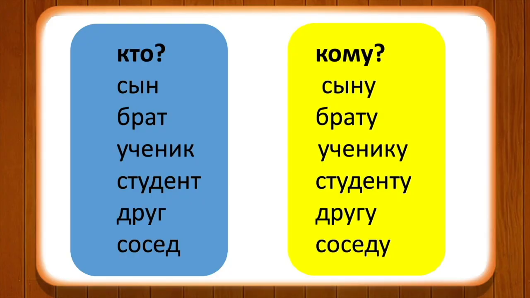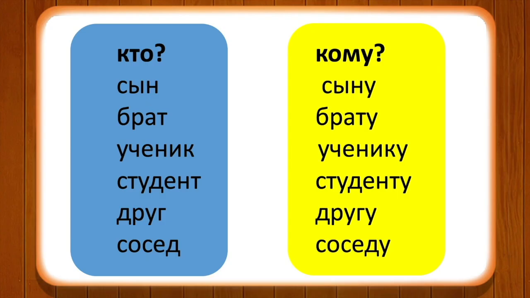So in nominative the question is кто, whom, because it is indicating animate. Сын changes into сыну, брат changes into брату, ученик changes into ученику, студент changes into студенту, друг changes into другу, сосед changes into соседу.